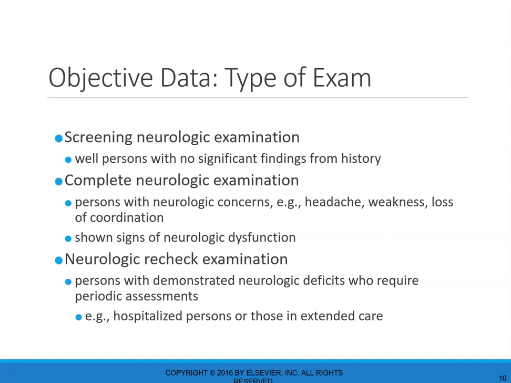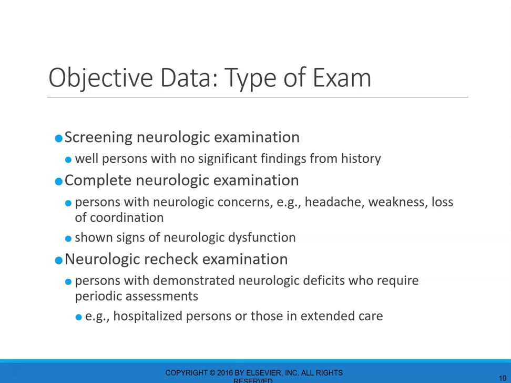Okay, let's talk about objective data. Screenings are completed on well persons who offer no subjective findings. So what do you want to check? 5 things. Mental status, the cranial nerves, motor function, sensation, which is light touch, pain, temp at the toes, and then reflexes, the deep tendon reflexes.